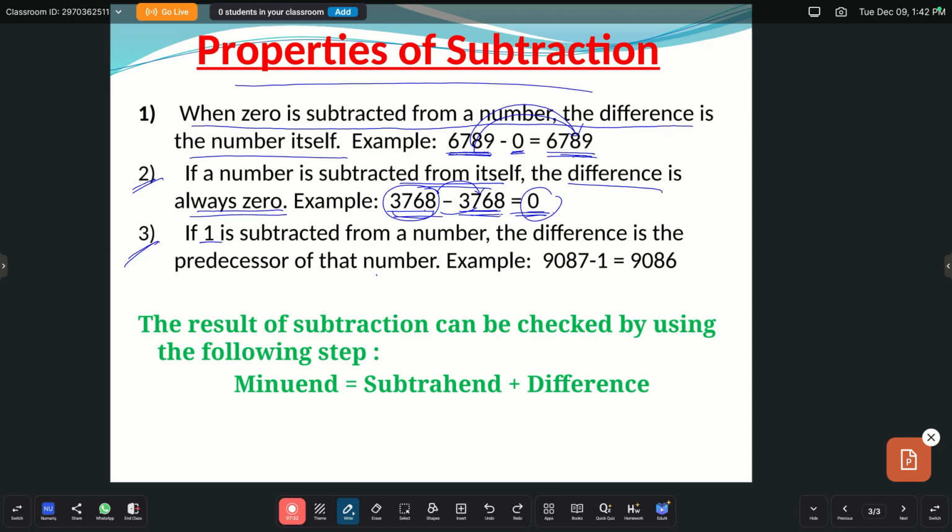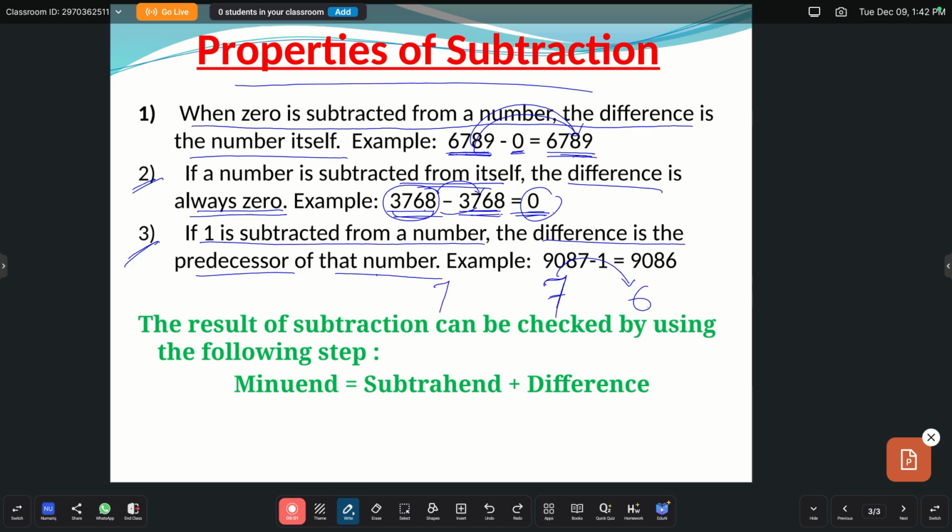That says if 1 is subtracted from a number, the difference is the predecessor of that number. What does this mean? For example, this is 7. Tell me, what is the predecessor of 7? Predecessor of 7 is 6. Predecessor is the number that comes just before. Okay? So, predecessor of 7 is 6.